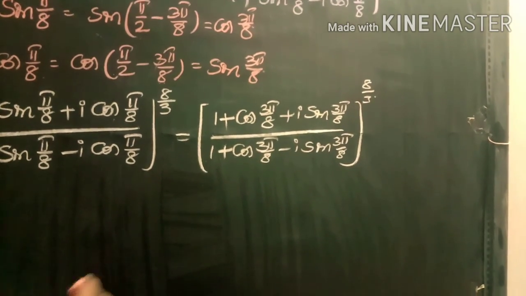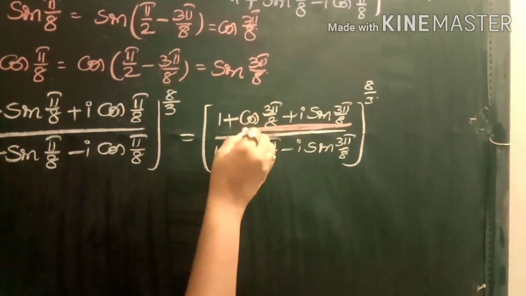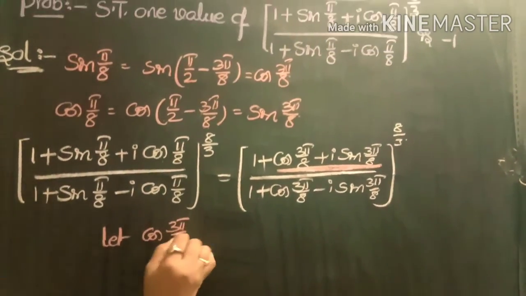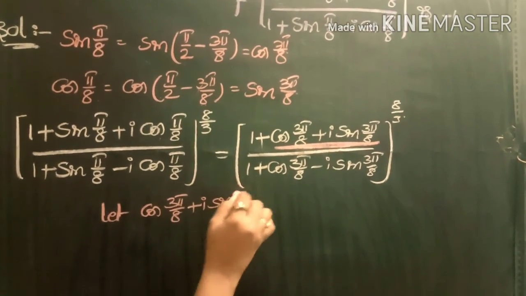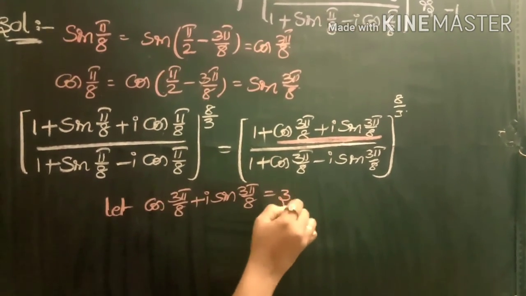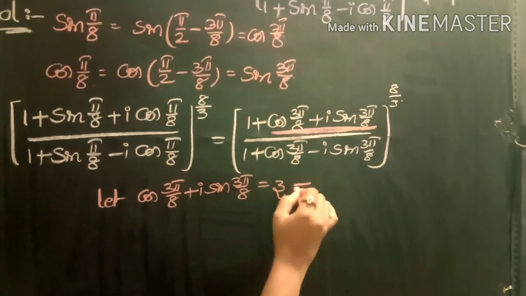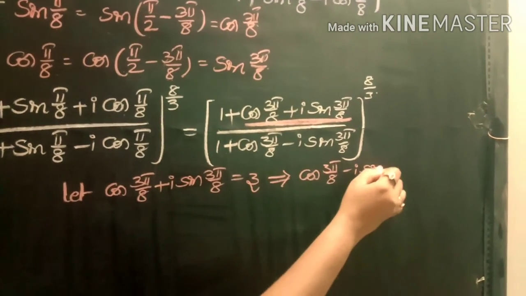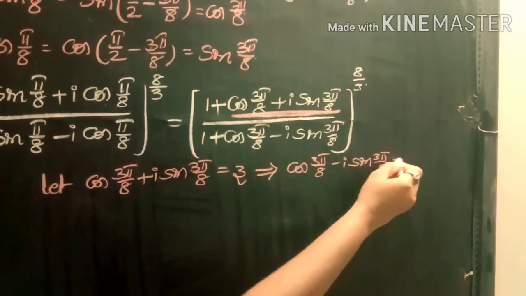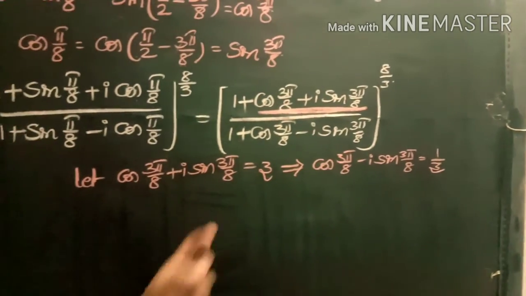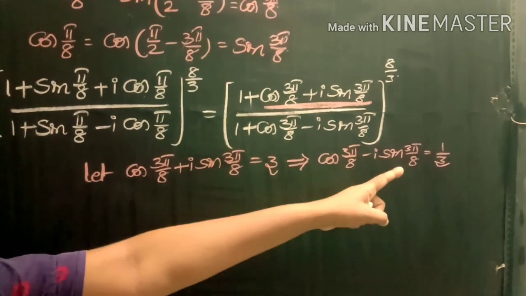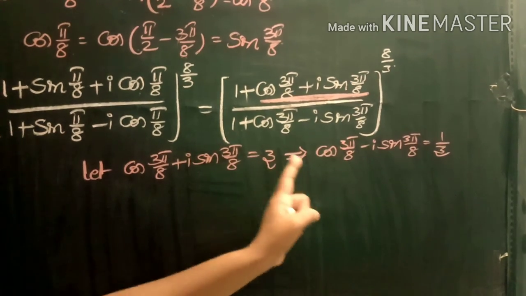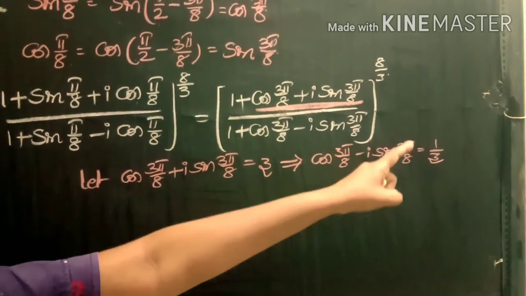Now here first we take this total value, let cos 3π/8 + i sin 3π/8 be equal to z. This implies the value of cos 3π/8 − i sin 3π/8 is nothing but 1/z. So z is equal to cos θ + i sin θ, and the value of 1/z is nothing but cos θ − i sin θ. So if cos 3π/8 + i sin 3π/8 is equal to z, then cos 3π/8 − i sin 3π/8 is nothing but 1/z.